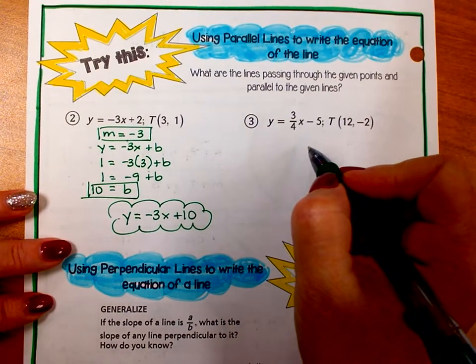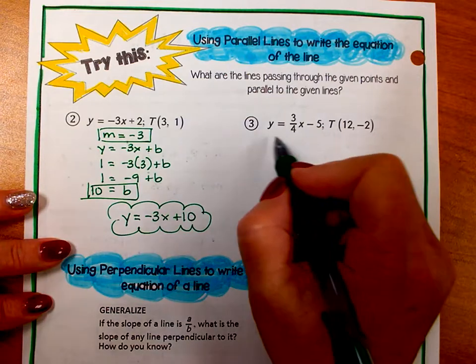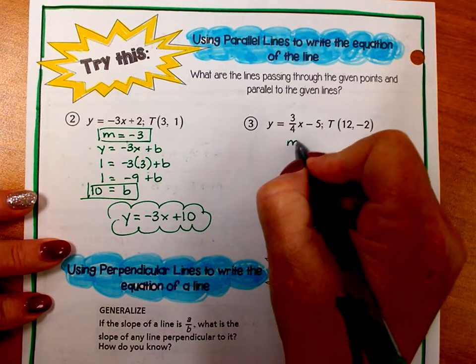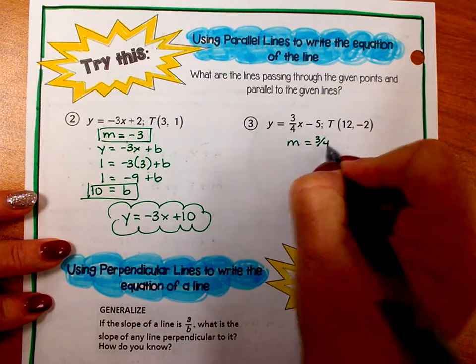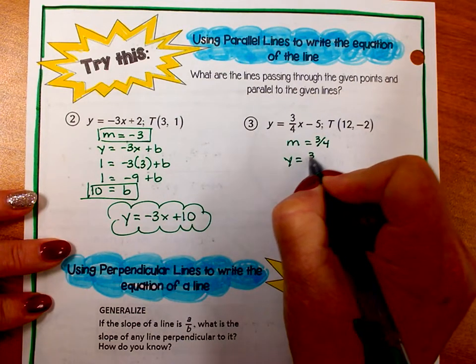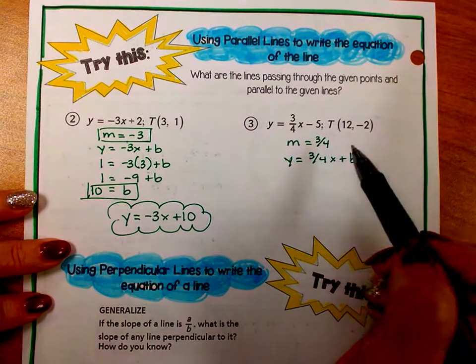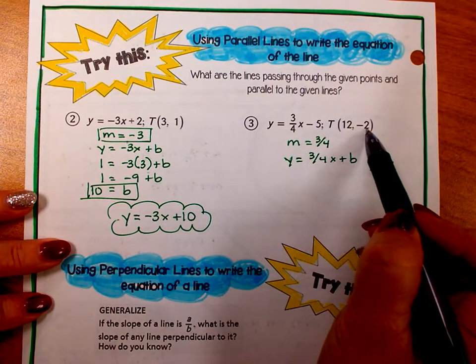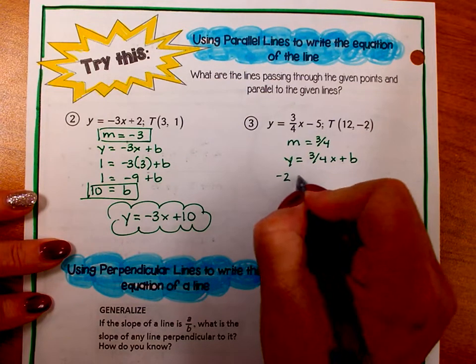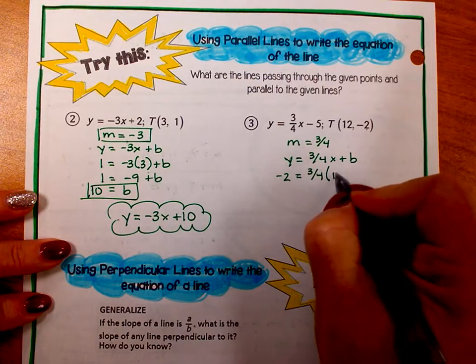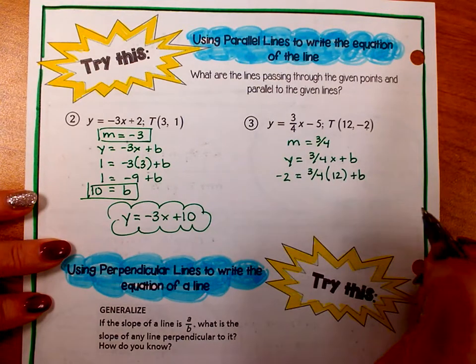We want another one that is parallel. So it's parallel to this line right here going through this point. So our slope is going to be 3/4, which means y equals 3/4 x plus b. Okay, now let's substitute in point t, so negative 2 for the y. So negative 2 equals 3/4 times the x, which is 12, plus b.